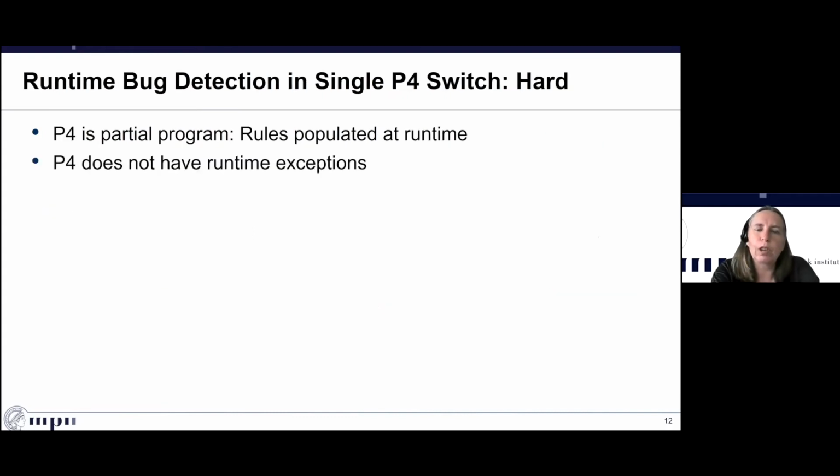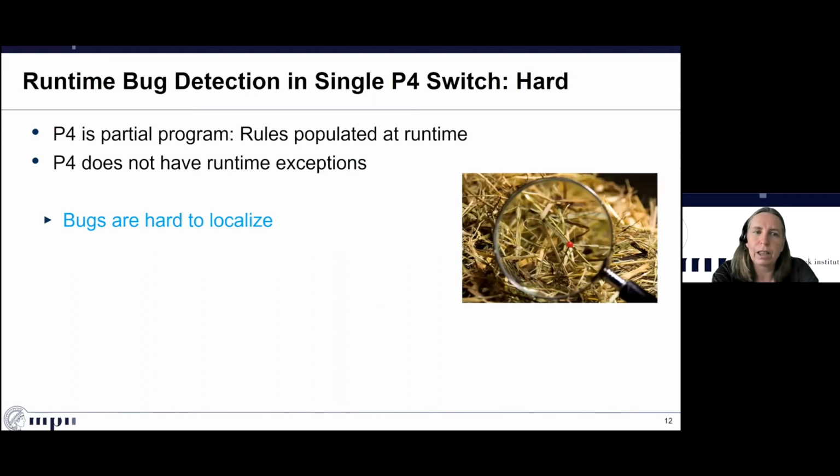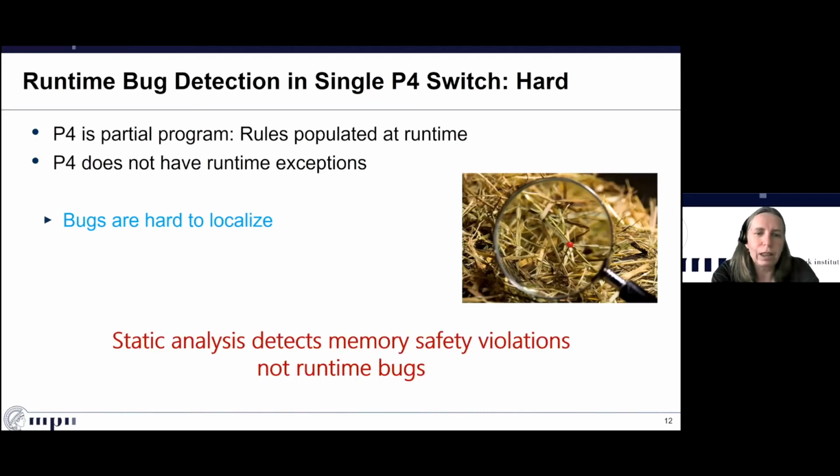How do we propose to do this? Or what is the challenge that we need to address? Well, P4 is a partial program. Routes are populated at runtime, and P4 does not have runtime exceptions. So bugs are hard to localize. Static analysis is not sufficient. We do need more in order to detect runtime bugs.